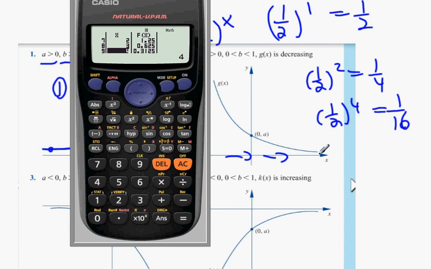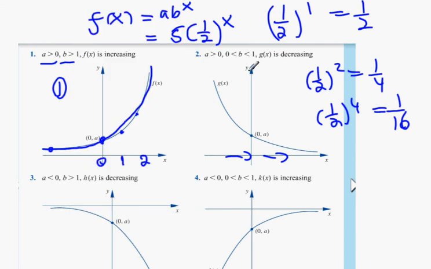It will get very close to 0, but will never ever reach 0. Can anybody tell me why? It's a tiny fraction. It's a half of a half of a half of a half of a half. You never get 0 by halving things. You just get a really, really small number. So that's why it never crosses the x-axis. So when this happens, the function is decreasing.